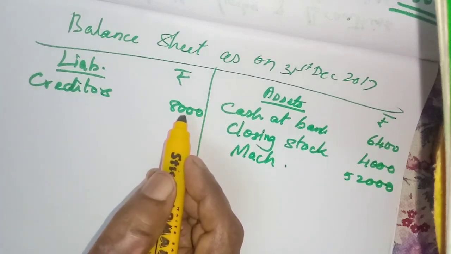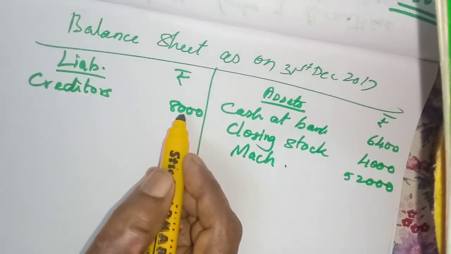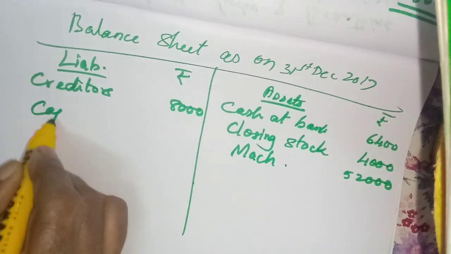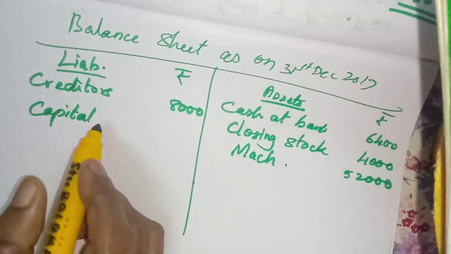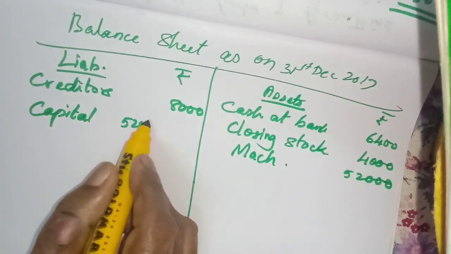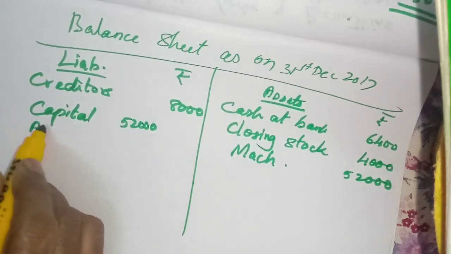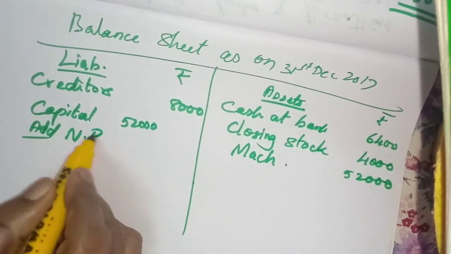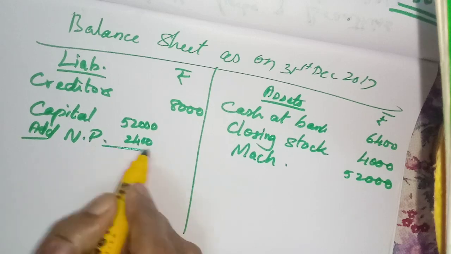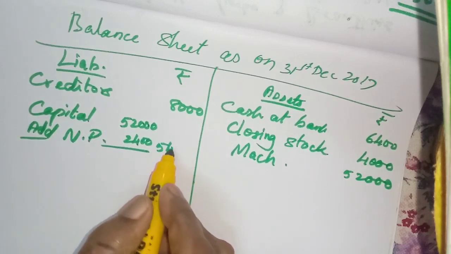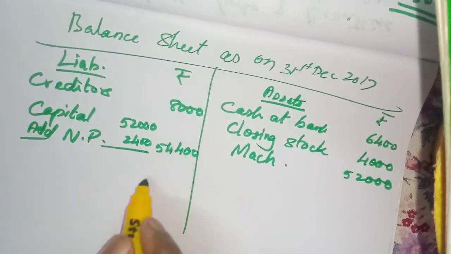Then sales, purchases entered, salary entered. Now capital. To capital we need to add net profit. Okay, so capital is 52,000. In the inner column you write add net profit. Net profit how much? 2,400. So 54,400. That's all, isn't it?